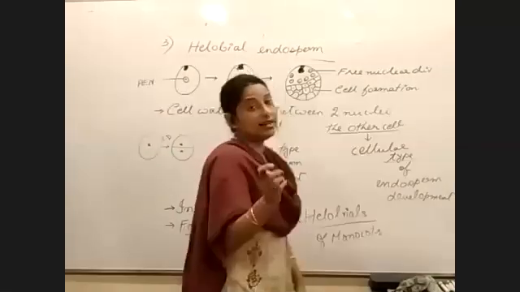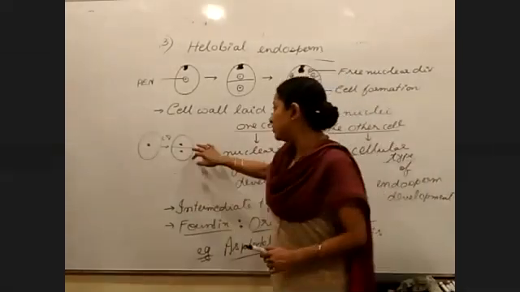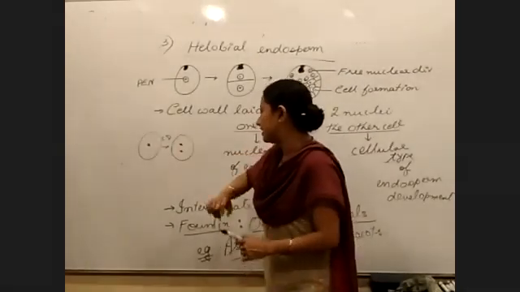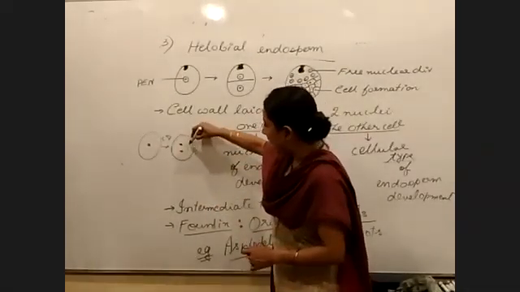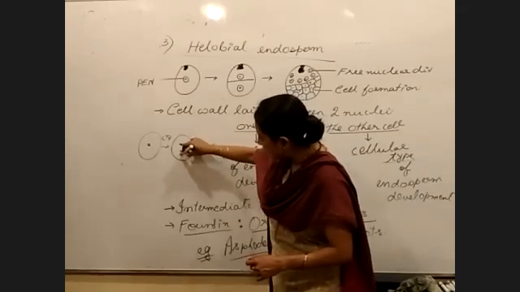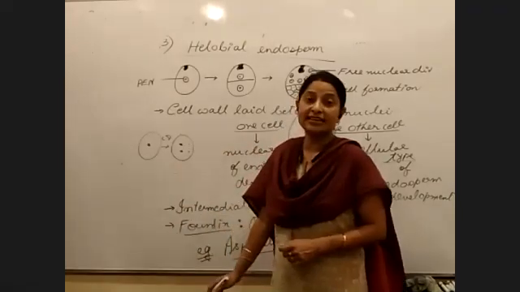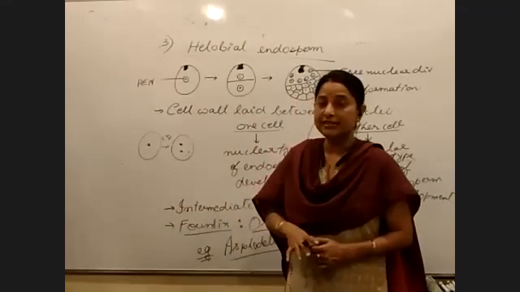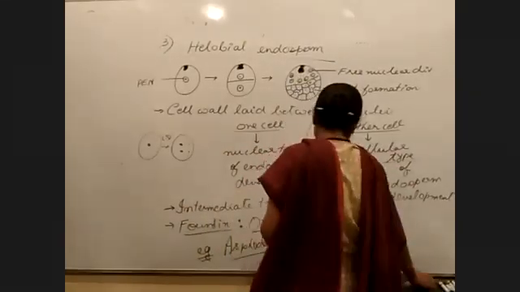If the cell wall is not laid between the two nuclei, similarly, the number of nuclei keeps on increasing. Then what will happen? Nuclear type of development? Yes or no? Yes, ma'am.